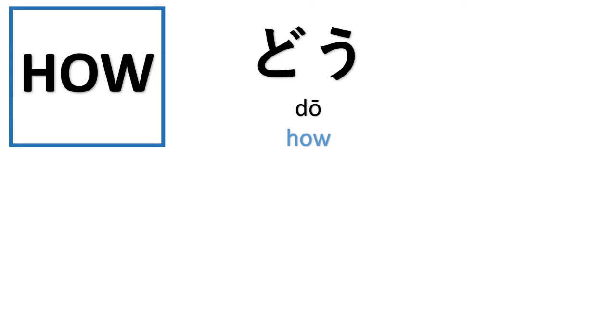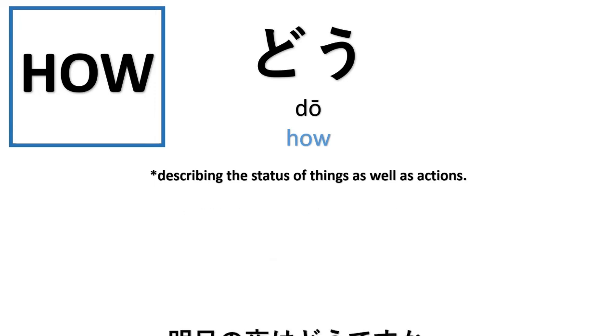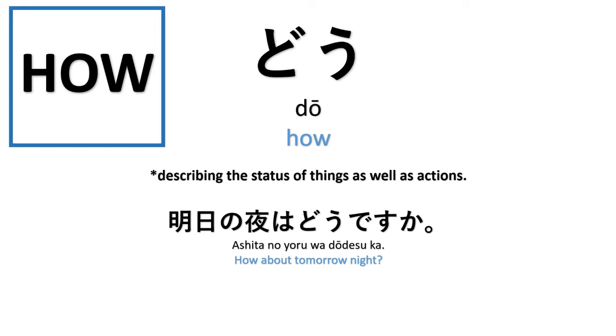dō. Okay? The basic how. The basic question word how. So it describes the status of things as well as actions. For example, ご旅行はどうですか? How is your trip? いいです。Okay? 明日の夜はどうですか? How about tomorrow night?